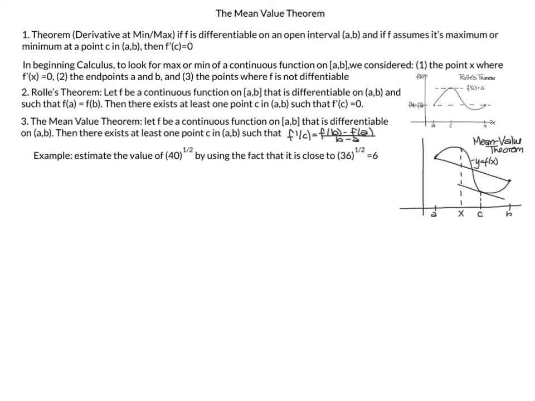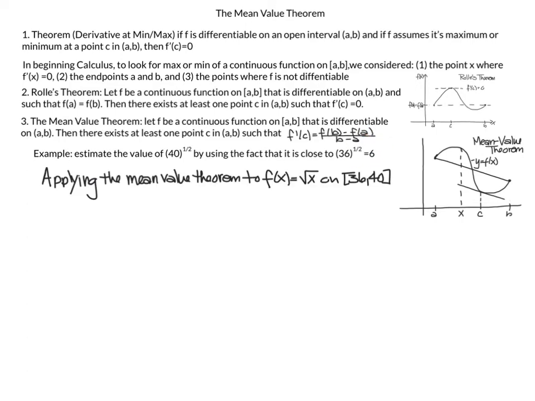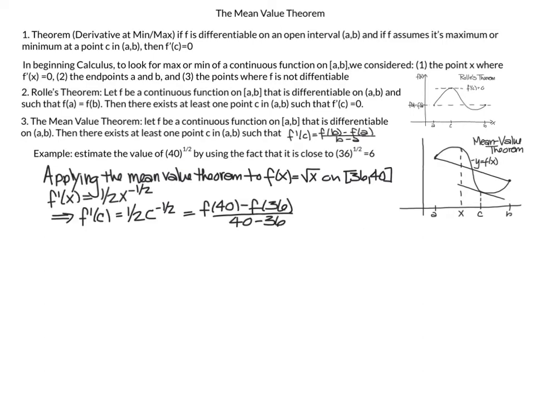For our next example, we are going to estimate the square root of 40 by using the fact that it is close to the square root of 36, which we know to be 6. We are going to use the mean value theorem on f of x equal to the square root of x on the closed interval 36 to 40. We note that the derivative of f is 1/2 x to the minus 1/2.